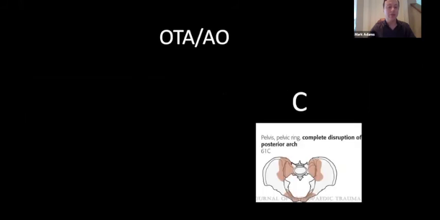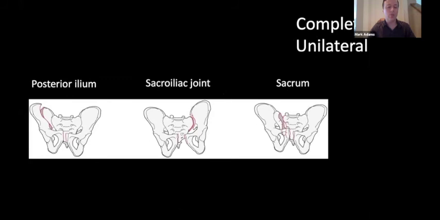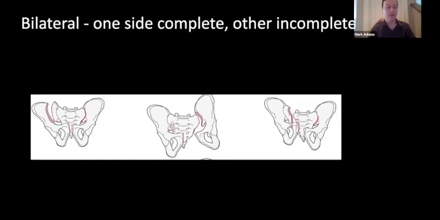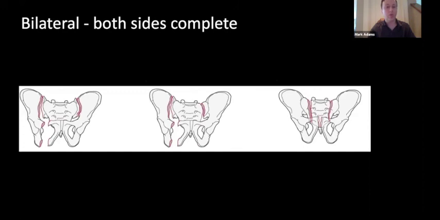The C types. Our complete injuries are more severe injuries in the same anatomic locations, with increasing amounts of instability and cranial displacement of the injured hemipelvis. This complete injury to the left SI joint with a symphysis disruption is consistent with an APC 3, and this complete cranially displaced sacral fracture corresponds with a vertical shear. Also in the C category are bilateral injuries with one side complete and the other incomplete, as well as bilateral with both sides complete.